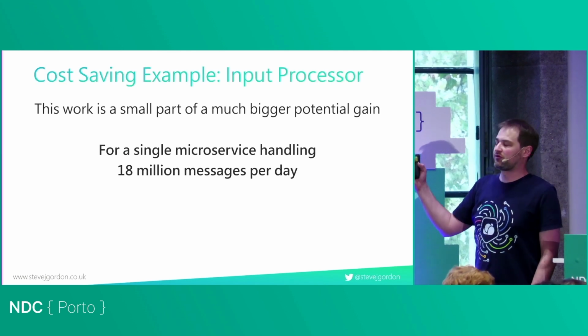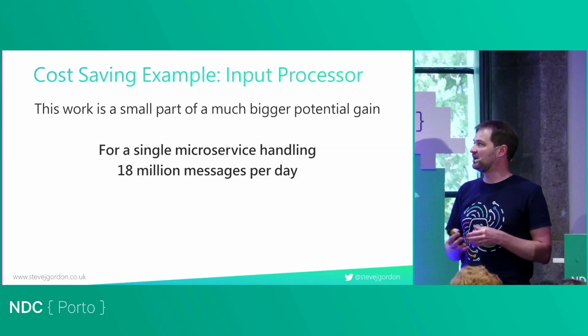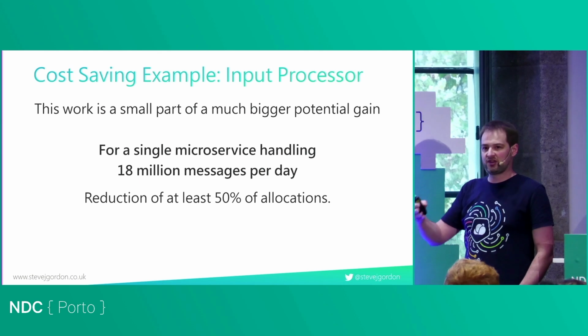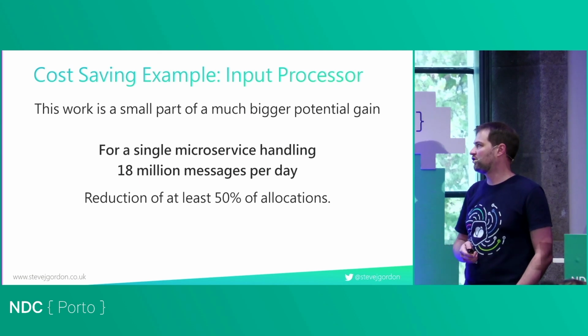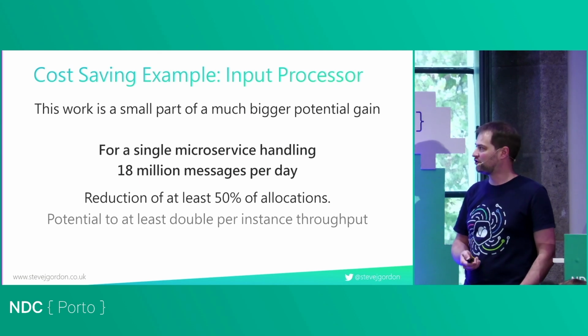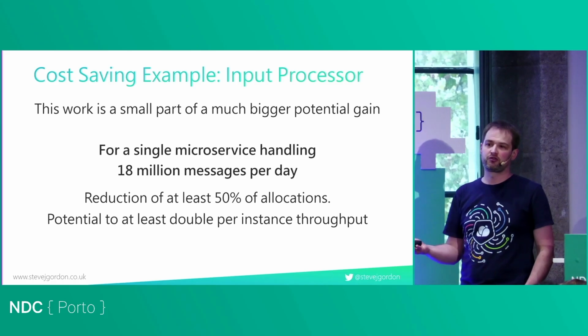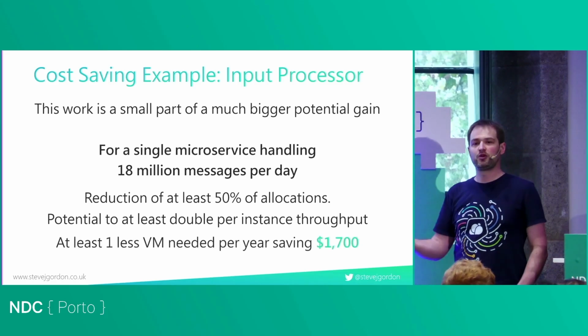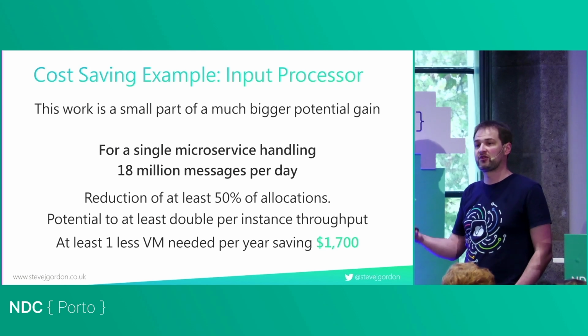So all of the stuff I've shown you today, plus other techniques, went into one key microservice we had, one that was dealing with 18 million messages a day. And through various experiments with these small changes, it worked out we could save about half of the allocation and roughly double the per instance throughput of those processing services. And what that led to is reducing 1 VM a year that we needed to run that particular microservice as a container.